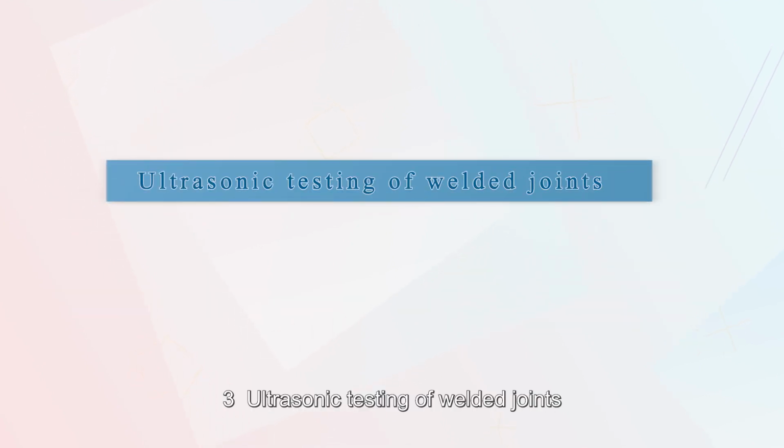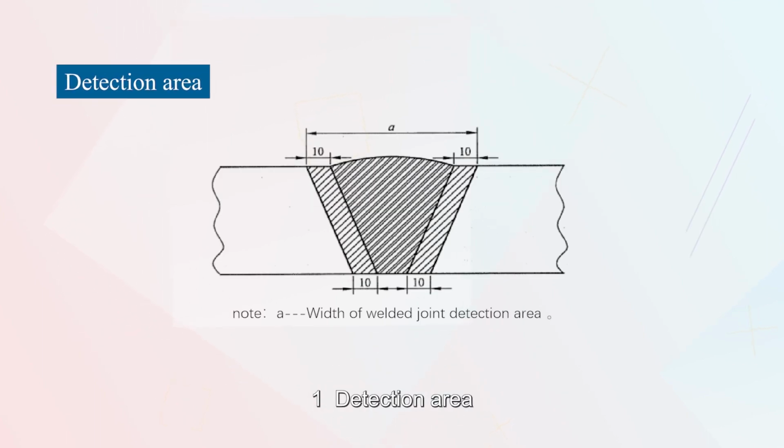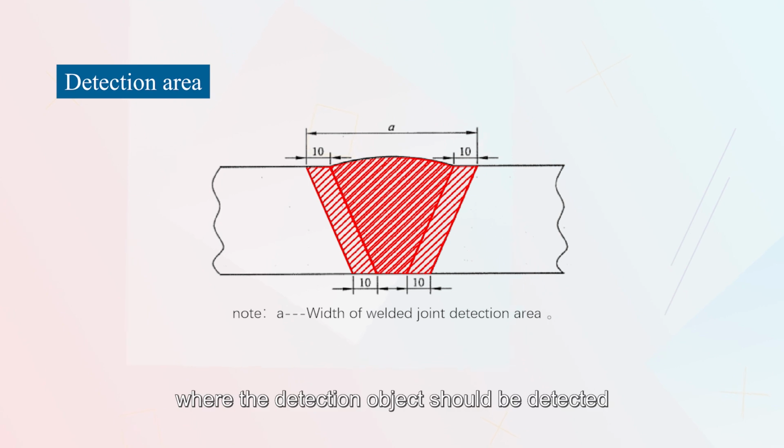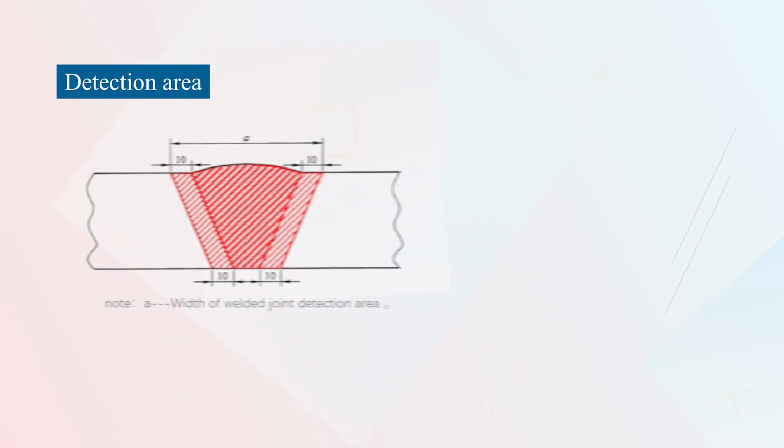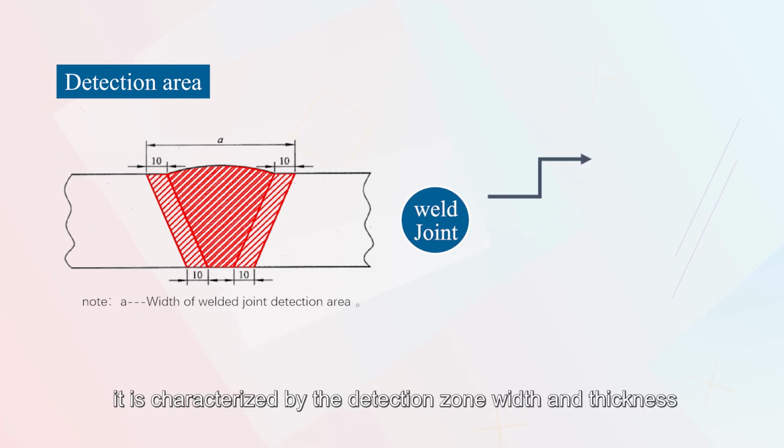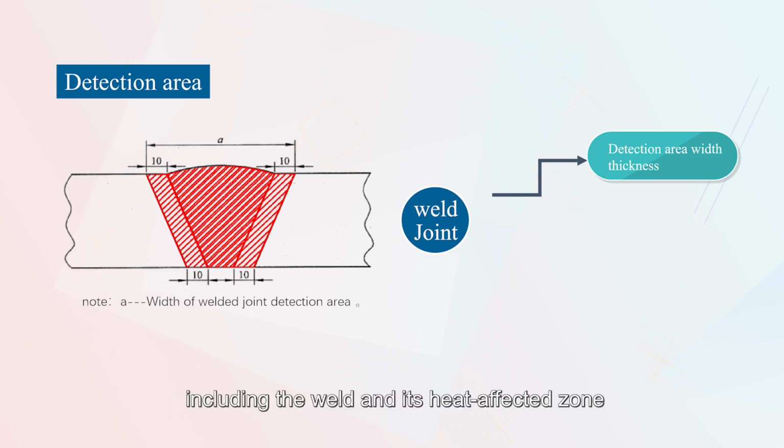3. Ultrasonic testing of welded joints. 1. Detection area. The detection area refers to the area where the detection object should be detected. For welded joints, it is characterized by the detection zone, width, and thickness, including the weld and its heat-affected zone.